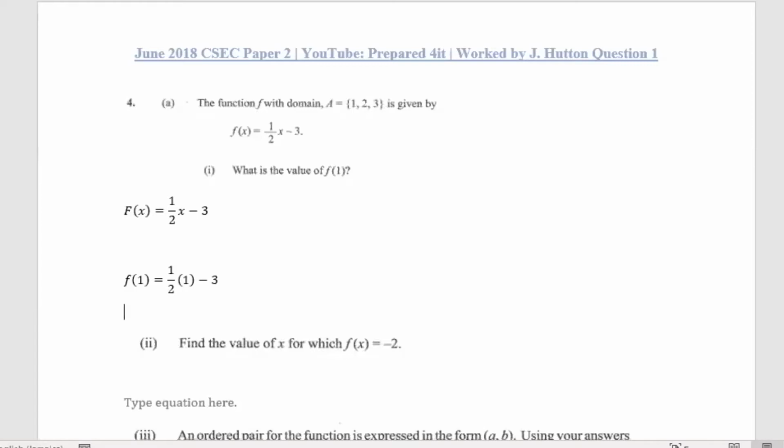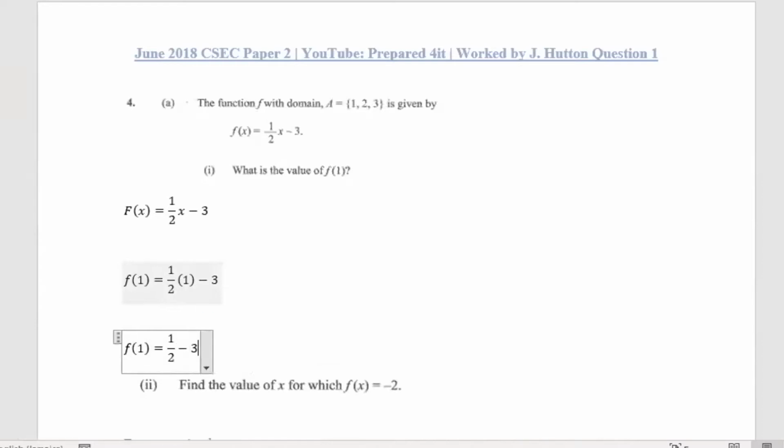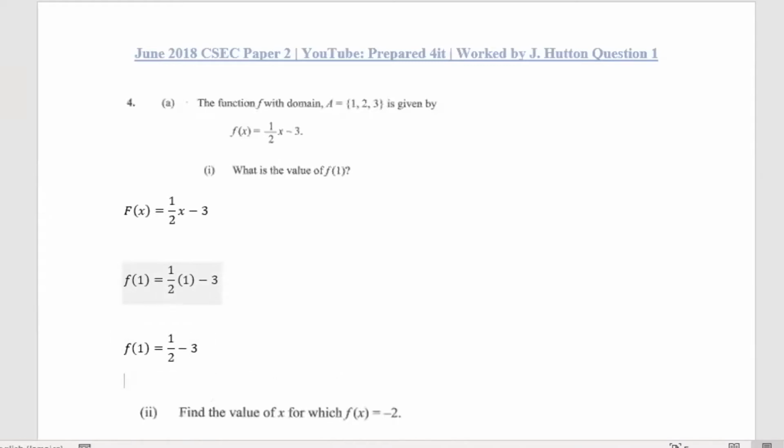You should be following me, because all I did was wherever I see x, I substitute the number 1. Now a half multiplied by 1, what you'll get back is a half. So therefore, f of 1 is equal to a half minus 3. And now what we're doing is solving. There are different ways you can work this. I'm going to work it using the fraction method just for us to practice.